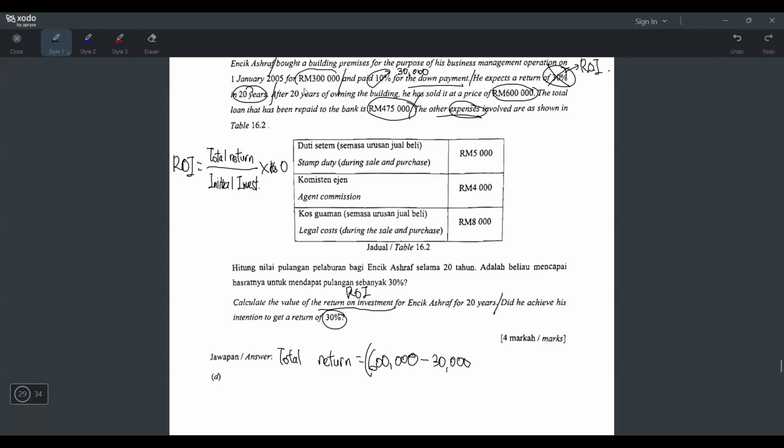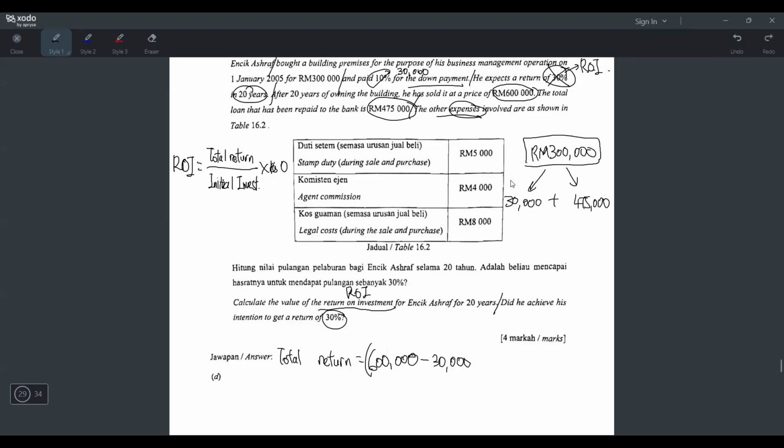Because the 300,000 is the price he spent, but he didn't pay the whole thing, right? How to explain? The price he wants to buy the building for is 300,000, right? But he didn't spend this, he spent 30,000 plus 475K. This is how I explain it.